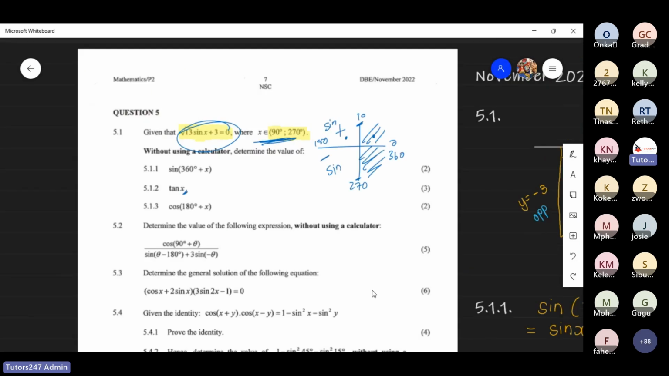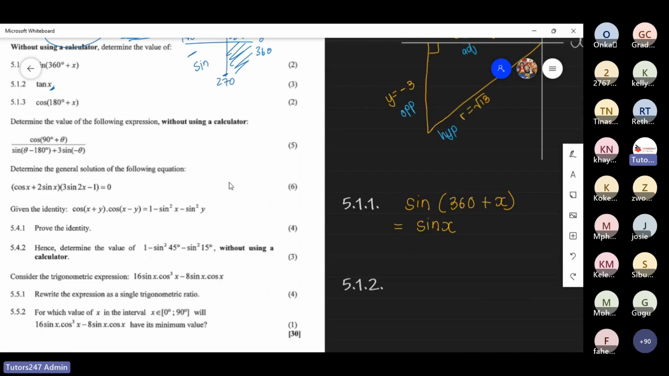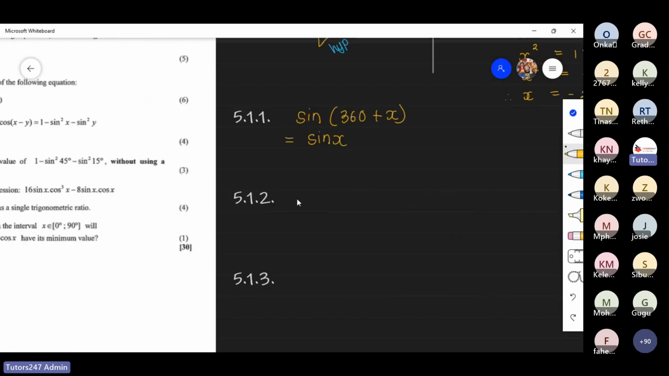Question 5.1.2 is not specific. If you notice, there's no reduction formula there, so it's not specific. We can now use our triangle within quadrant 3. So question 5.1.2, that is tan x. Let us now try to simplify. What is tan x equal to? Keep in mind that tan x, SOH CAH TOA, T-O-A, means opposite over adjacent.